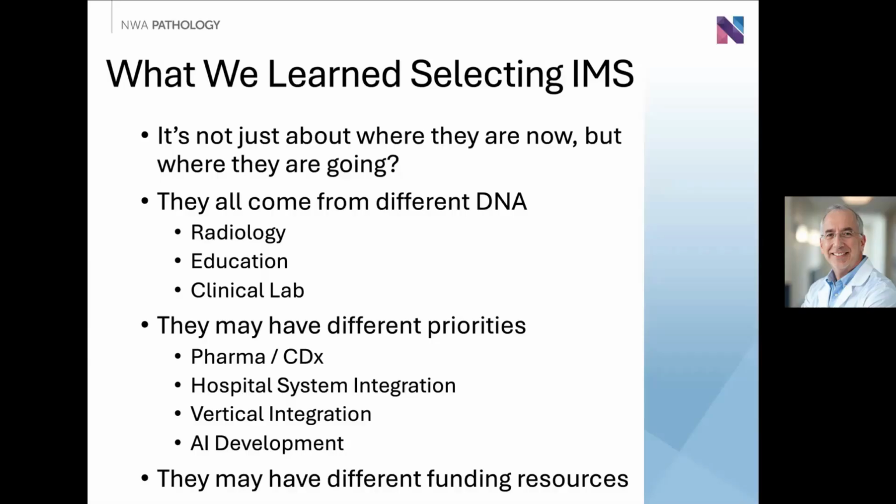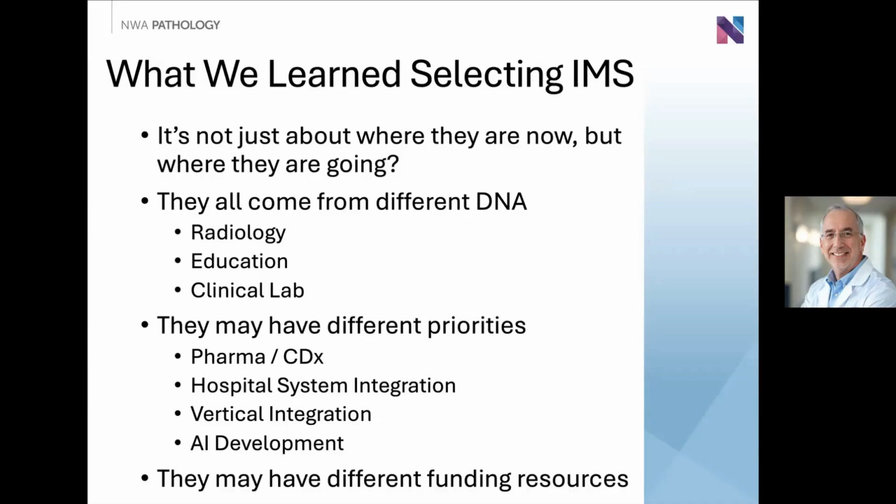Companies may also have very different priorities. On the surface, five platforms may look similar, and the image display may not appear dramatically different. But behind the scenes, their strategic priorities can vary widely. Some may be focused on pharmaceutical research and companion diagnostics. Others may prioritize hospital system integration, especially companies with a radiology background. Some may be pursuing vertical integration that spans histology lab equipment through digital pathology. Others may focus heavily on AI development and integration.